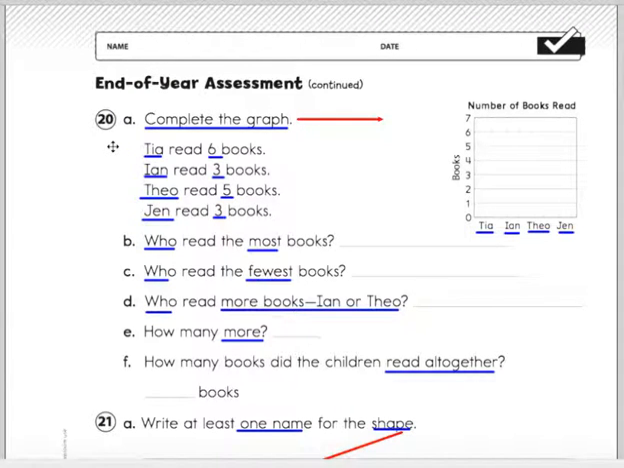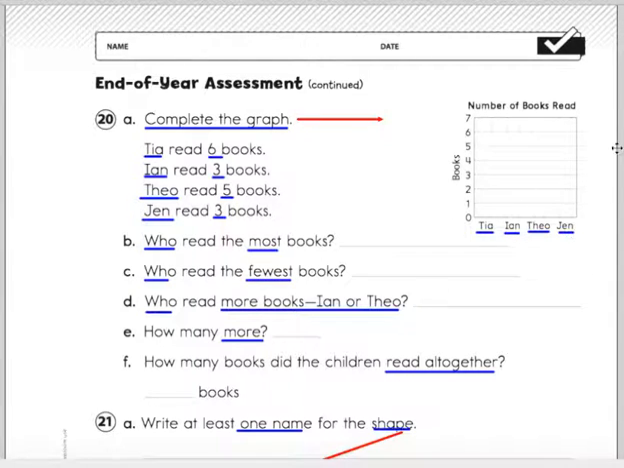Number 20, complete the graph. Okay, so now they're going to give you all this information and they want you to complete this graph, fill it in. Okay, so Tia read 6 books. Here's Tia. Show me that she read 6 books. Ian read 3 books. Theo read 5 books. And Jen read 3 books.